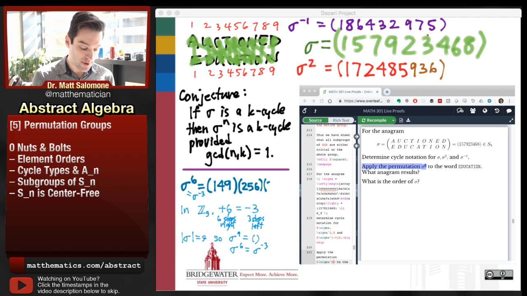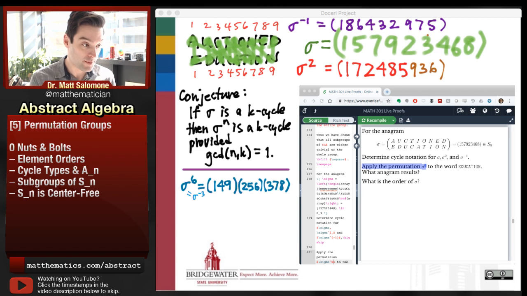And the lowest numbered position we haven't figured out yet now is 3. 3 steps to the left from 3, which is, remember, the same as 6 to the right, is going to give me 7. And 3 steps to the left from 7 is going to put me at 8. And 3 steps to the left from 8 verifies that we've come back to 3, closing that cycle. And now we've accounted for all 9 of my positions. And this, therefore, is the 6th power of sigma for our 9-cycle sigma. So now let's take that information and act upon the word education with this particular permutation.